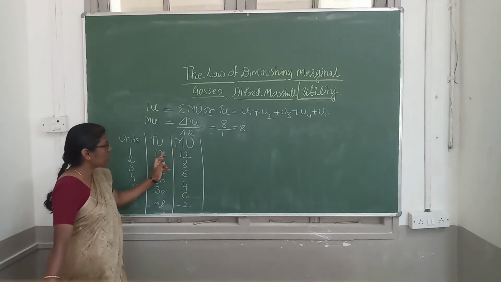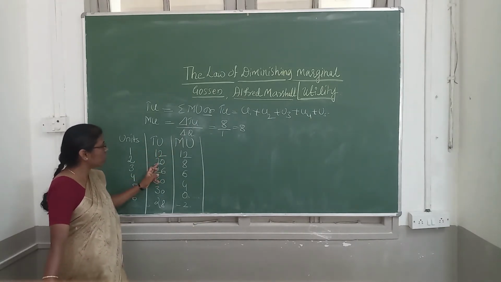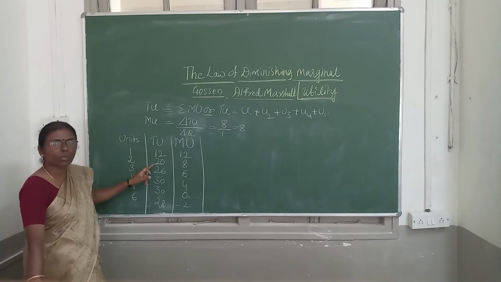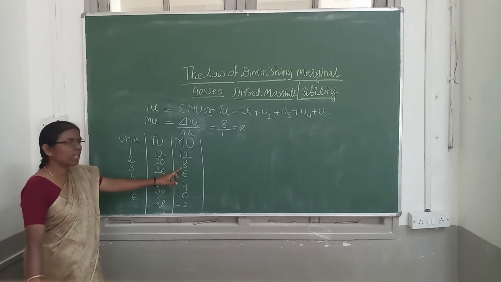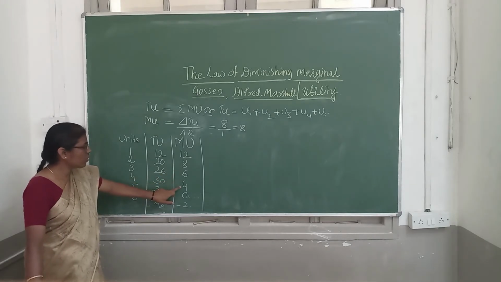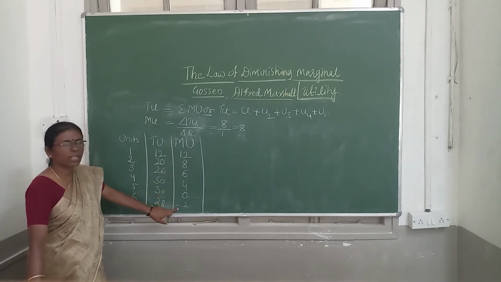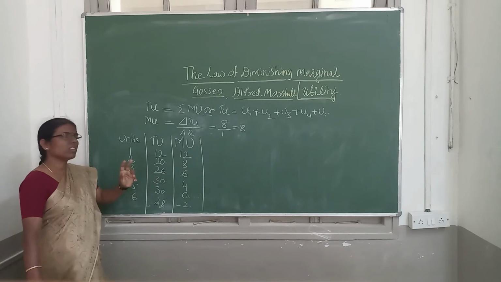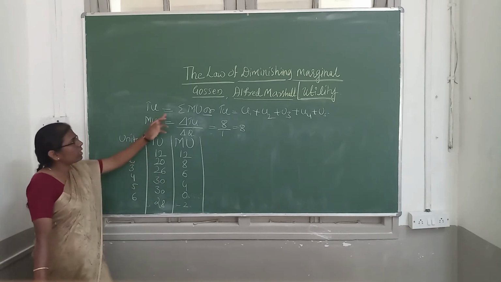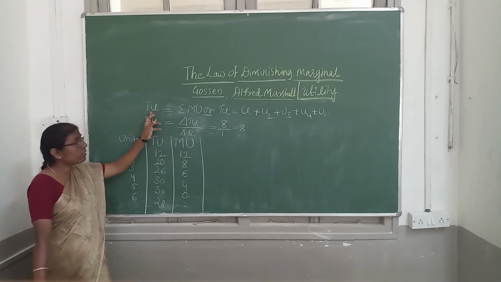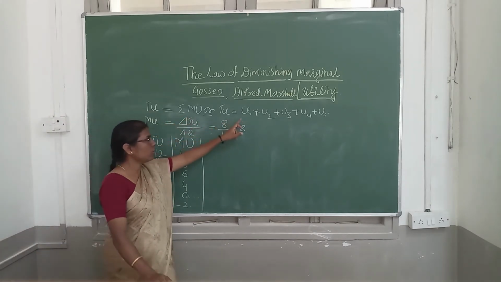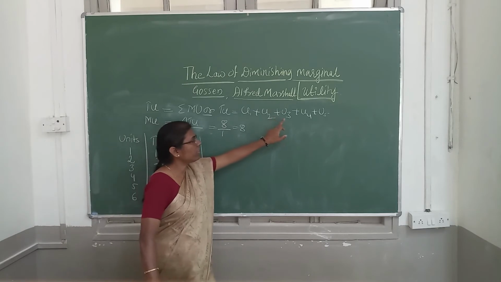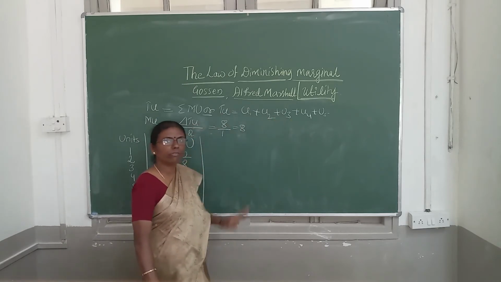So for the first it remains the same. For the second, what is the difference between the first and the second total utility? That is 8. 8 divided by 1 is equal to 8. So it is 6, it is 4, it is 0 and it is minus 2. Now let us try to calculate the total utility. What is the total utility? It is the summation of MU, the utility of the first unit, second unit, third unit, fourth unit and fifth unit.